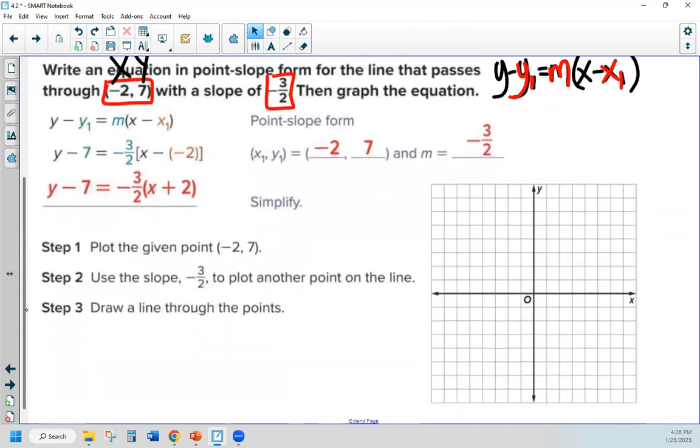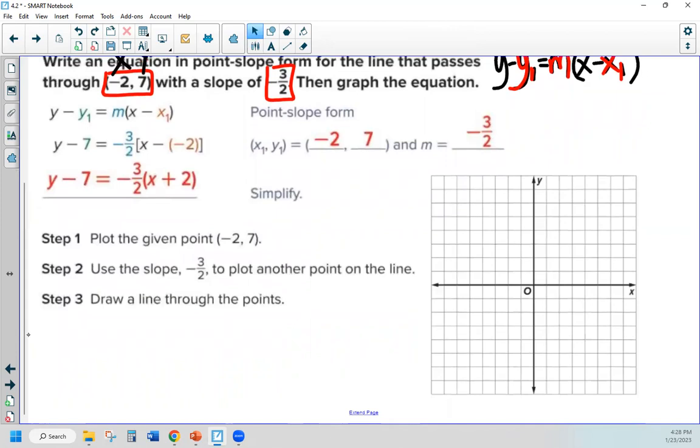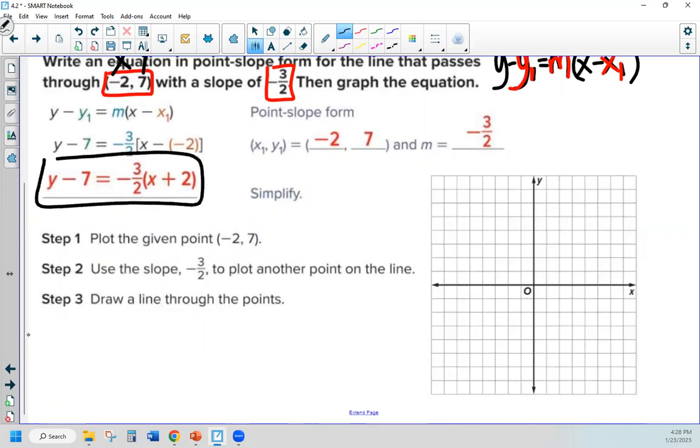Now, for this second part, how can we graph an equation which is in point slope form? Well, the first thing is we already have a point in mind. We already know that the point -2, 7 is on that line. So if I were to look for -2, 7, I'd go to the left 2 and then up 1, 2, 3, 4, 5, 6, 7. There's a point right here.